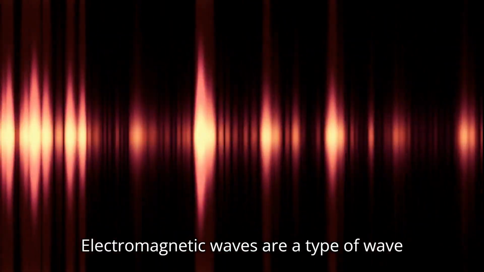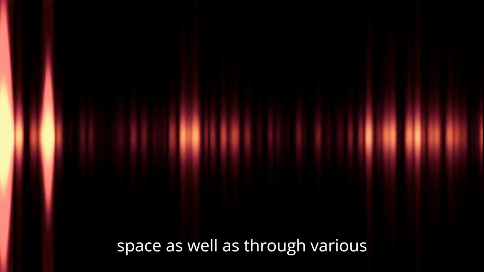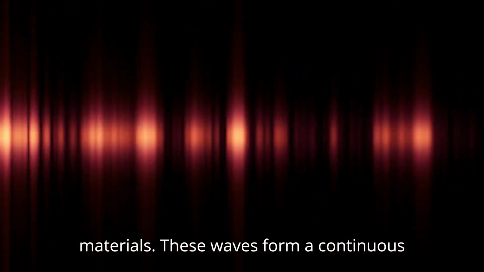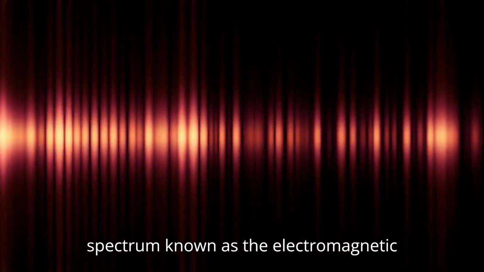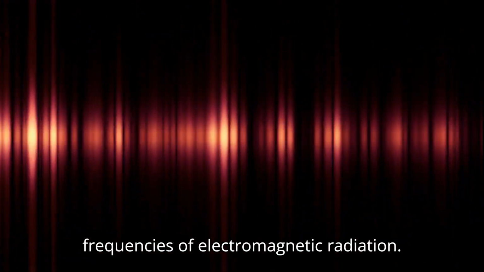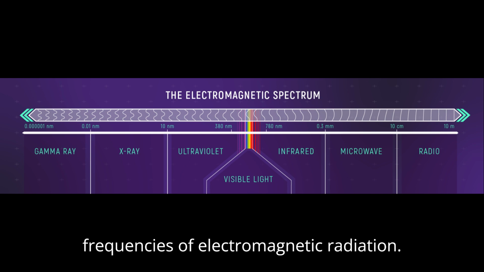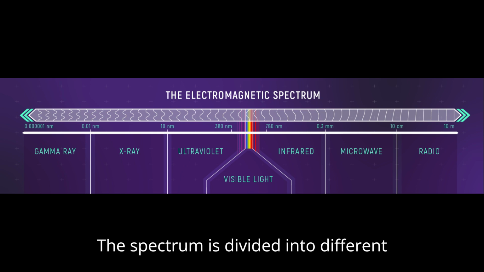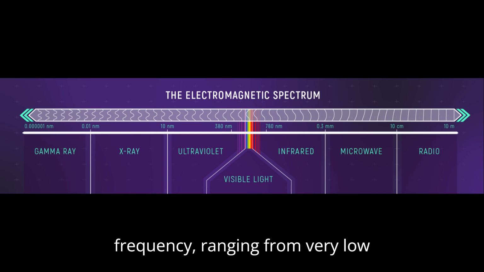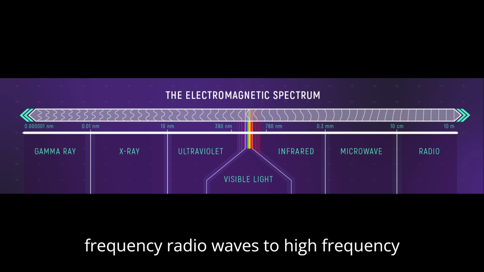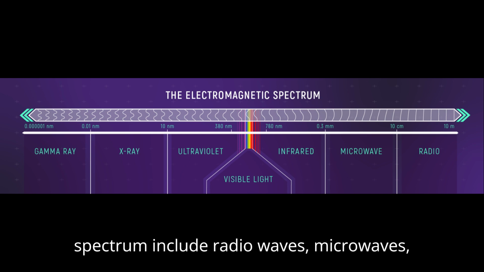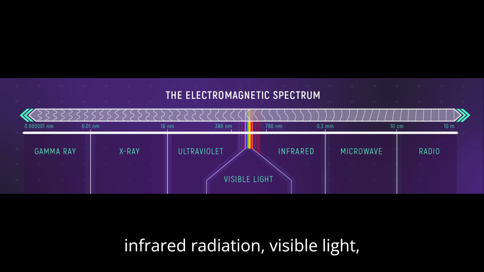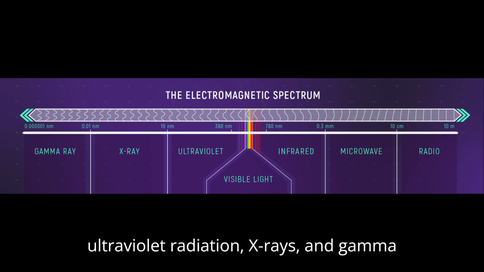Electromagnetic waves are a type of wave that can travel through the vacuum of space as well as through various materials. These waves form a continuous spectrum, known as the electromagnetic spectrum, which includes all possible frequencies of electromagnetic radiation. The spectrum is divided into different regions based on wavelength and frequency, ranging from very low-frequency radio waves to high-frequency gamma rays.